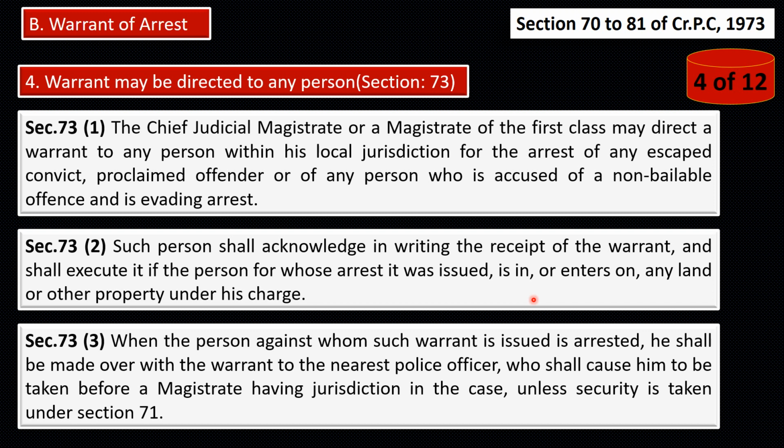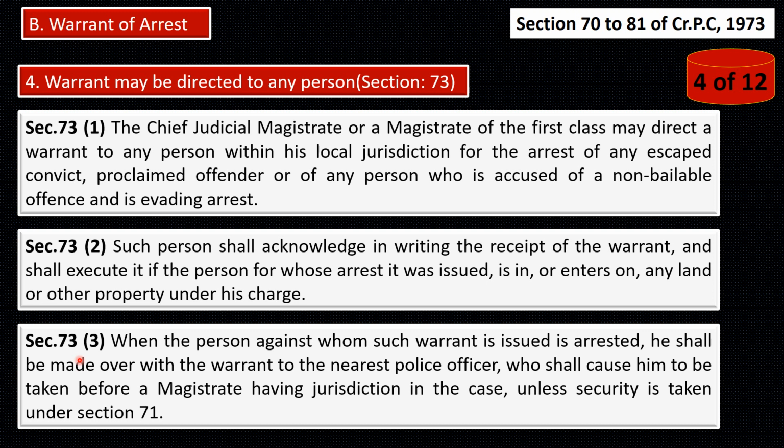Security is to be taken, we have already covered under section 71. Nothing much to cover in it. Section 73 says that a chief judicial magistrate or a magistrate of first class may direct any person, which is under subsection 1 of 73, and the receipt has to be taken where you are entering a place or a land to arrest such person, that is given under subsection 2 of 73.